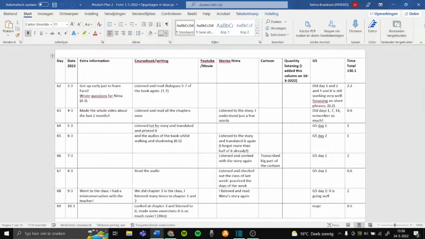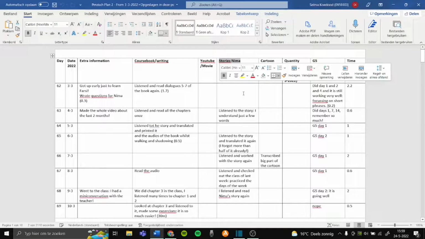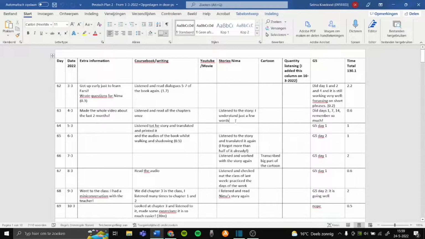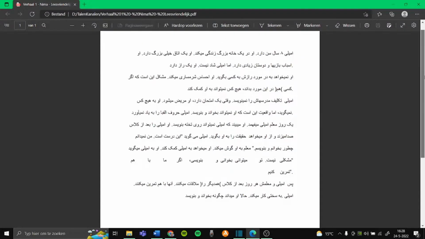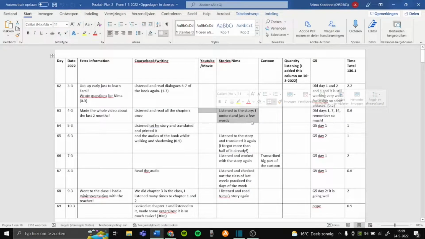Now, something that I did that really helped me immensely, I think, was reading and translating, listening to, and even memorizing almost 2 complete stories. So a cartoon and a story, actually, as you can see. And here I just want to show you exactly what I did to do that. Nima gave me a story. Nima is my language coach. I listened to the story and I translated a few words.